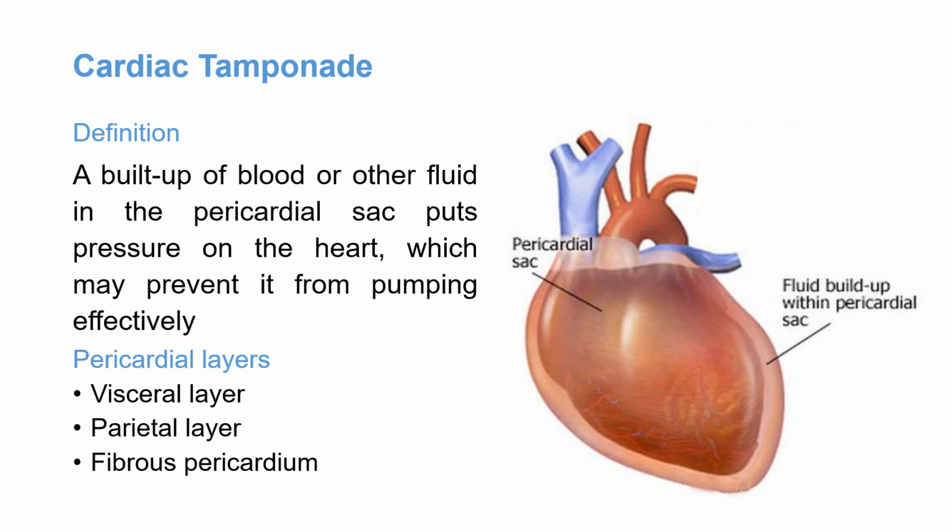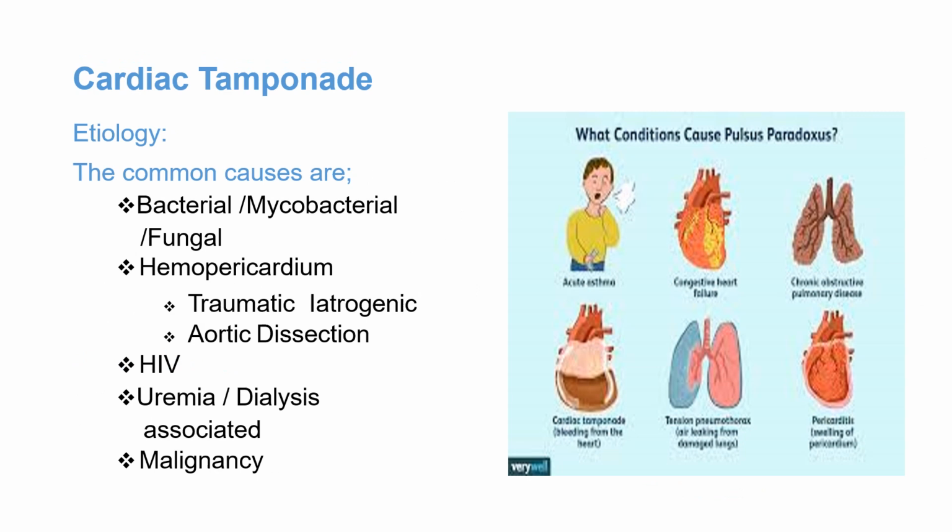The pericardial layers are mainly the visceral layer, the parietal layer, and the fibrous pericardium. The causes of cardiac tamponade may be bacterial or mycobacterial, fungal, hemopericardium that is traumatic or iatrogenic, aortic dissection, HIV virus, uremia, patients undergoing dialysis, or any malignancy in the body.